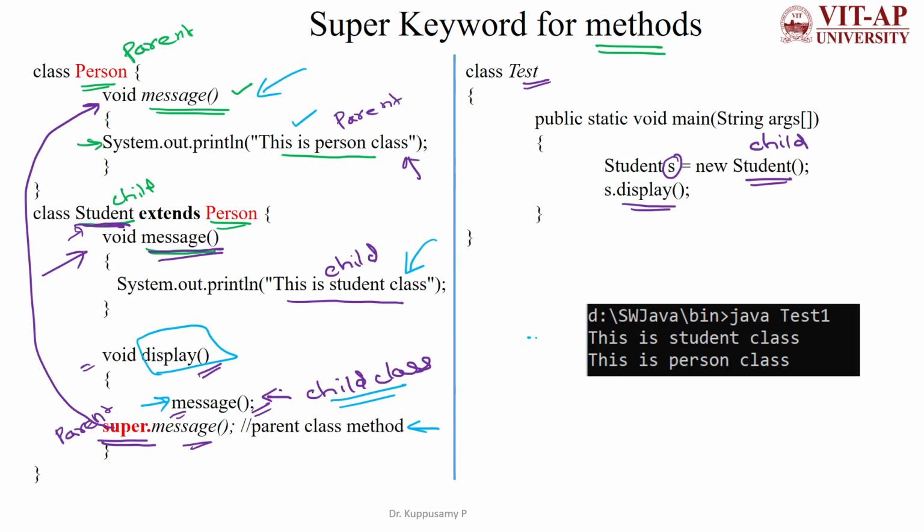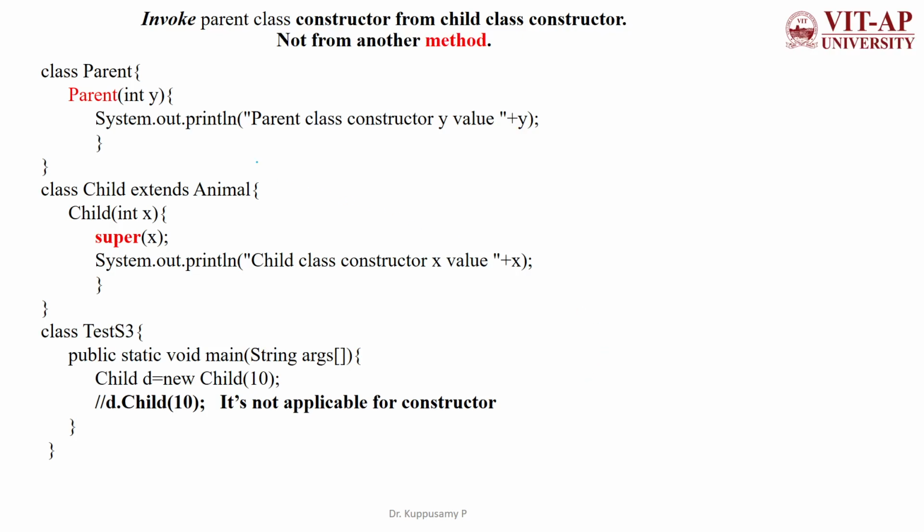Look at that. First it is executing this method. That method is having student class. Then second, the parent class method, based upon this statement, we are calling. Then this method is having the statement this is person class. So the second statement is executed. So we can use the super keyword to call the method also.